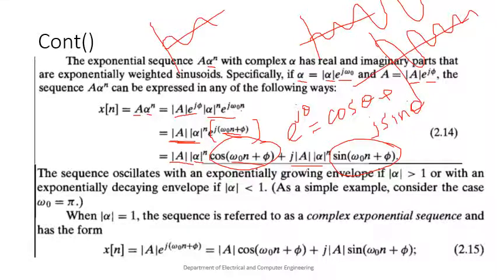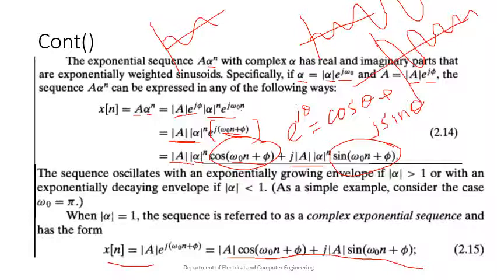So x of n is equal to, we have alpha 1 here, so a magnitude e raised power j omega naught n, this is equal to a magnitude cos of omega naught n plus j sine. So this is just our complex exponential with no increasing or decreasing.